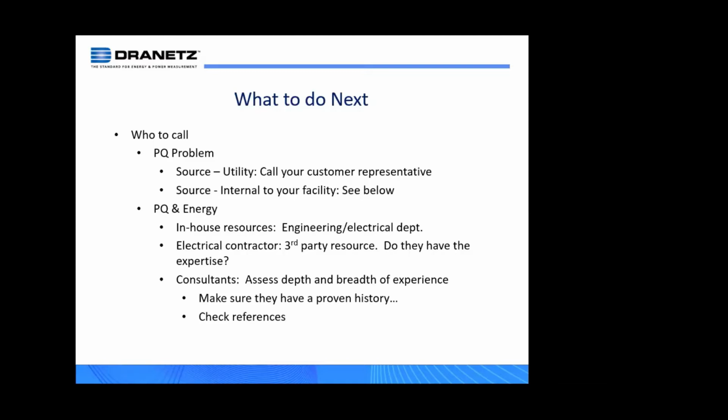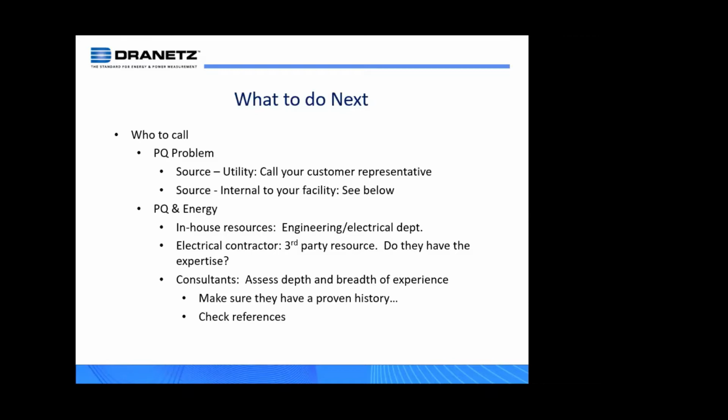If it's internal to your facility, then generally, if you don't have in-house expertise, like an engineering or electrical department, and even in those cases, the engineering electrical department, when it comes to these type of scenarios, they generally don't have the expertise. And so generally they will contract it out to a third-party source.